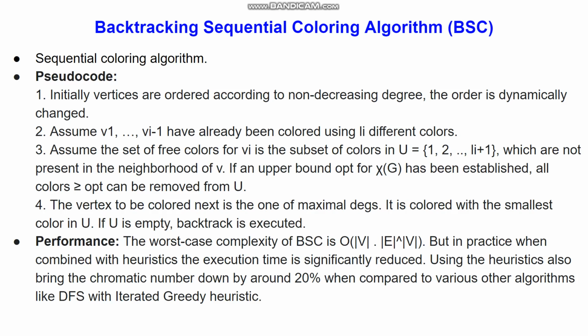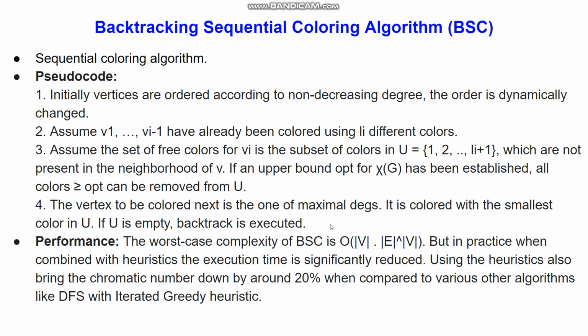Okay, some optimization can also be done. Suppose we know that there is an upper bound for the chromatic number of the graph, then we can remove all the colors which are greater than that bound, because they won't be used. So this is one small optimization that can be done. Later we will see one more heuristic which can be applied on this backtracking algorithm.